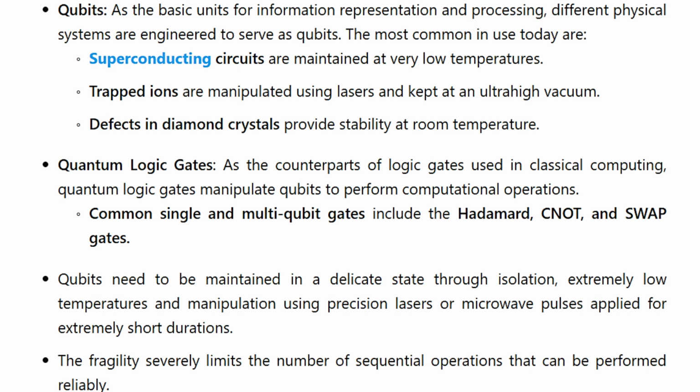Quantum logic gates. As the counterparts of logic gates used in classical computing, quantum logic gates manipulate qubits to perform computational operations. Common single and multi-qubit gates include the Hadamard, CNOT, and swap gates. Qubits need to be maintained in a delicate state through isolation, extremely low temperatures, and manipulation using precision lasers or microwave pulses applied for extremely short durations. The fragility severely limits the number of sequential operations that can be performed reliably.